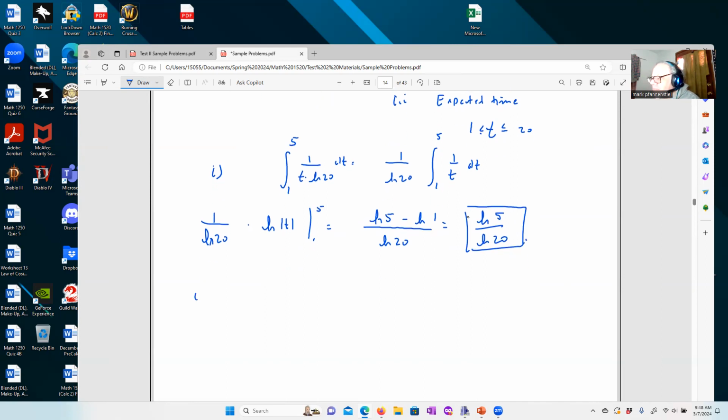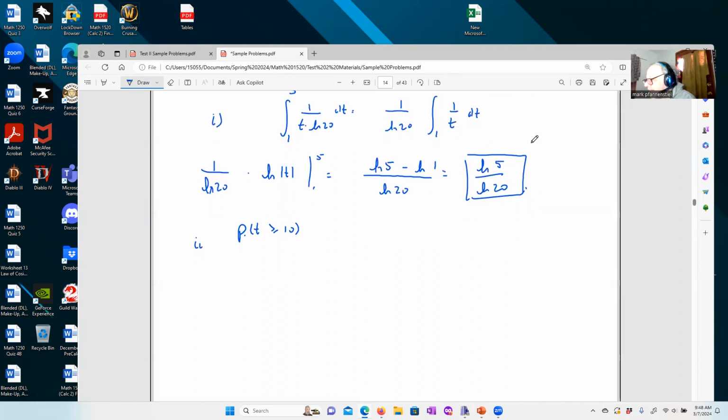For part 2, we have to go for greater than 10. However, this is the thing to remember: it only goes up until 20 seconds. That's where this function is defined. After 20, the function goes to 0. So we are going to go from 10 to 20 of 1 over ln 20, 1 over t, dt.